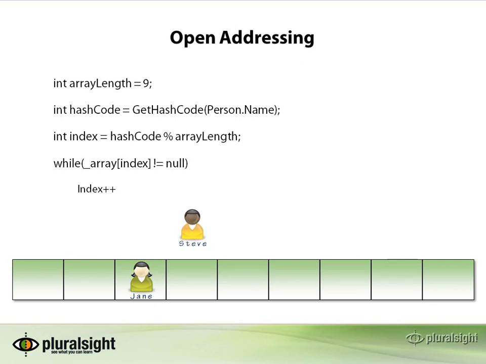move it forward. So we're at this next array index. It is null, so we're going to break out of the while, and then we're going to assign Steve into that index. But think about what this means. We didn't put Steve where the hash code said Steve should be. So next time we come looking for Steve, we need to take that into account.